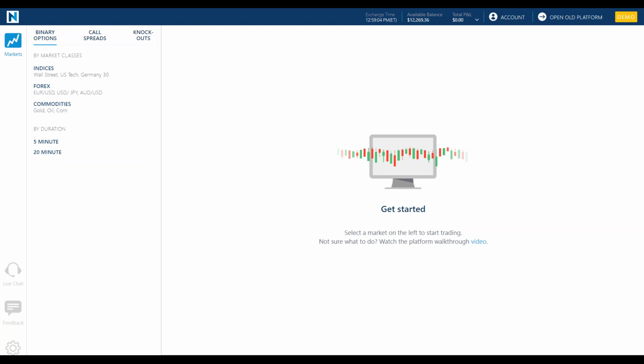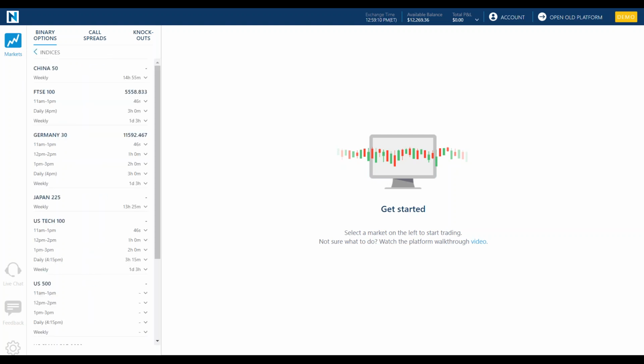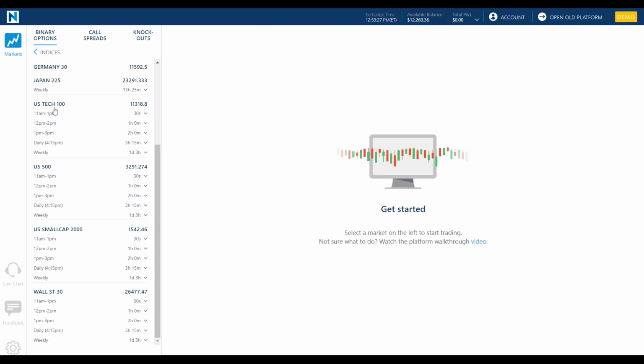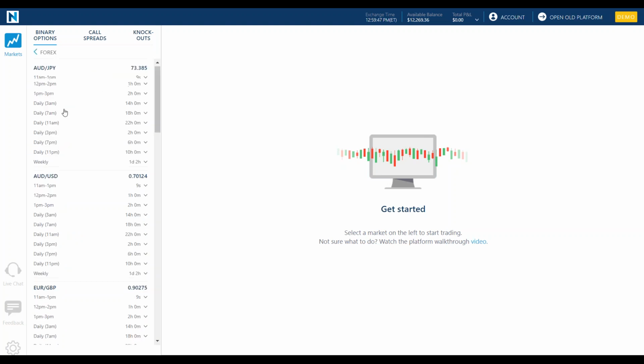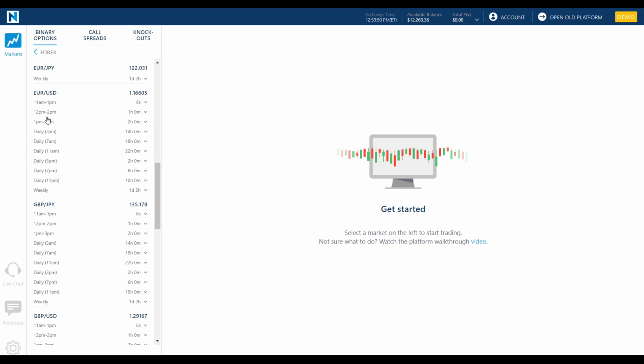With binary options, we do have binary options on global indices. So you can be trading global markets if you were interested in the FTSE, the DAX, which is the German 30, or the Nikkei in Japan. We do have the U.S. indices: U.S. Tech 100 for the Nasdaq index, the U.S. 500 for the S&P 500, the Wall Street 30, which is the Dow Jones Industrial Average, and the small cap is the Russell 2000. So we do have a variety of binary options on indices, as well as foreign exchange. And notice all the pairs we've got, and look at the different times we've got.